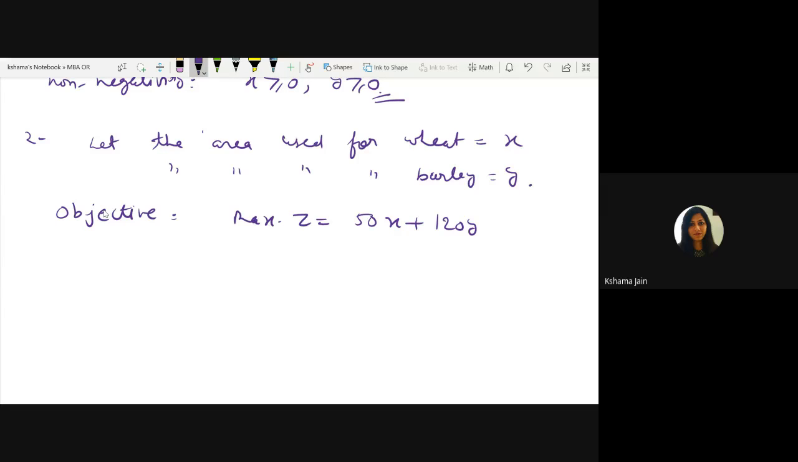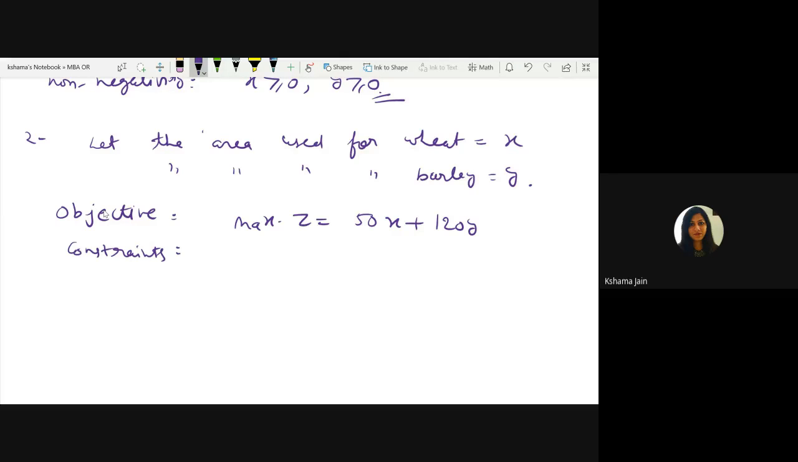So we need to maximize our net profit, because directly the net profit is given. In wheat it's 50 and in barley it's 120. So we will require 50x plus 120y. Very good. Next is the constraints. What are the constraints? Cost and manpower required.